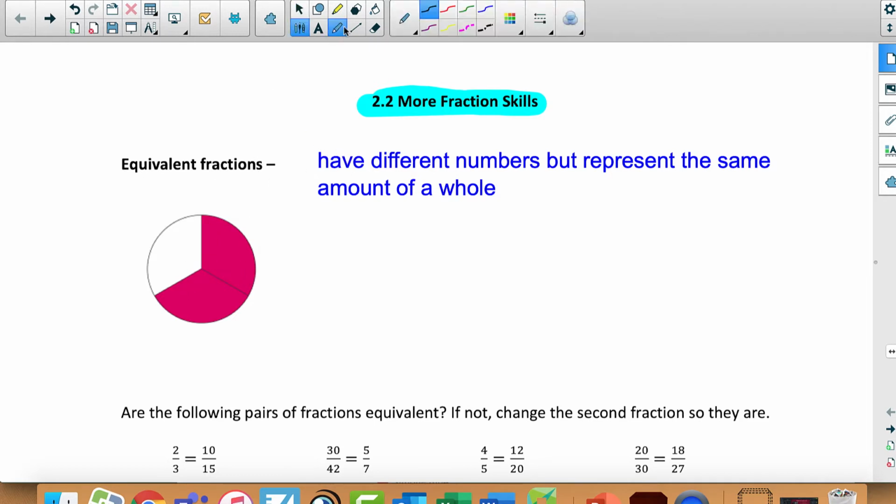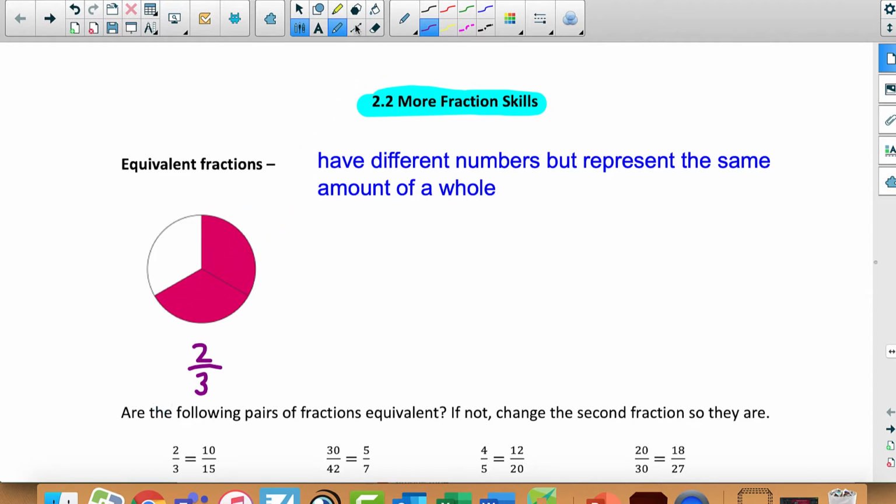Which fraction is represented here? Well, we've taken the circle and split it into 3 equal pieces, and remember that's the denominator. It tells you how big the pieces are, or how many pieces you cut the whole into. And how many are shaded? 2. So this is your fraction right there. Now, is it possible to represent this differently?